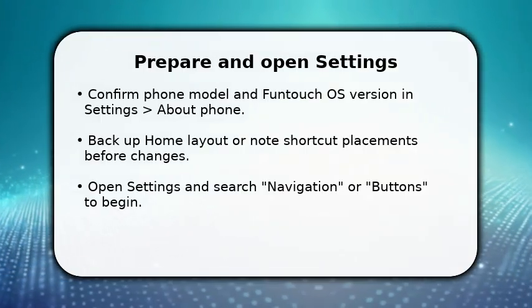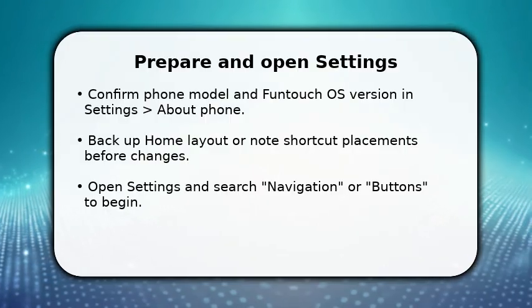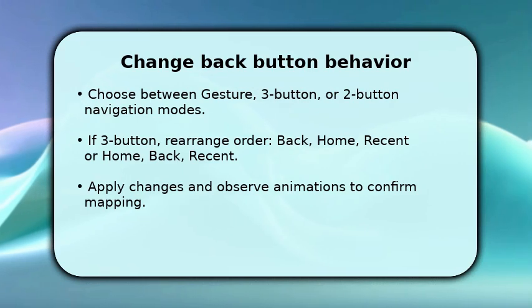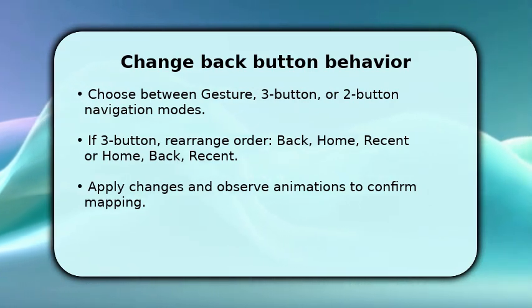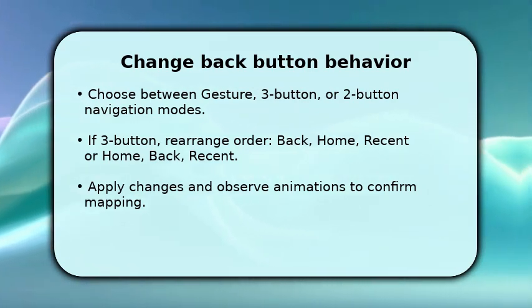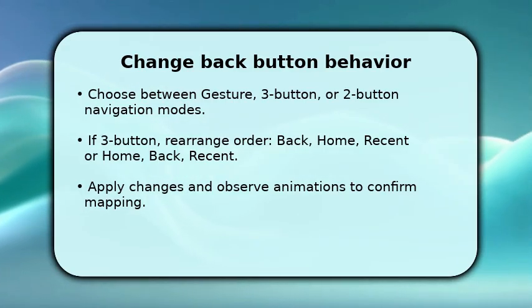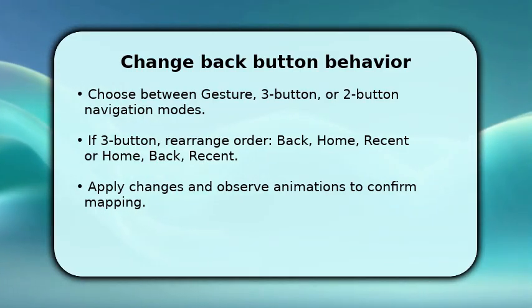Now tap the navigation entry to reveal home and back button customization options. Now you pick the navigation mode: gesture, 3-button, or 2-button. If you choose 3-button, look for the option to rearrange button order and select the layout with back on the side you prefer. Make sure to test how a short press and long press behave, because some Vivo builds let you assign long press actions.